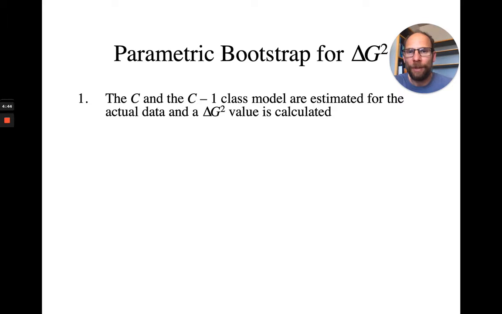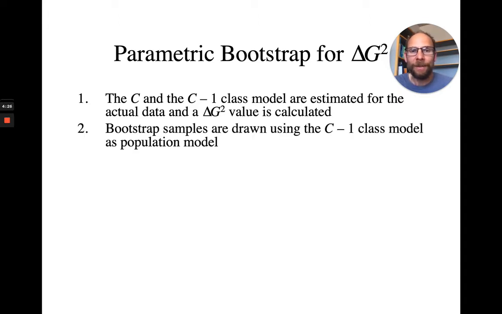With a parametric bootstrap, we first of all estimate a model with C classes and a model with C-1 classes, and we calculate the likelihood ratio value in each analysis, and we calculate the difference. Well, we don't do this, but Mplus does it. Then Mplus uses the C-1 class model as a population model. So for example, when you compare 3 classes to 2 classes, you would assume under the null hypothesis that the 2-class model is the true model.